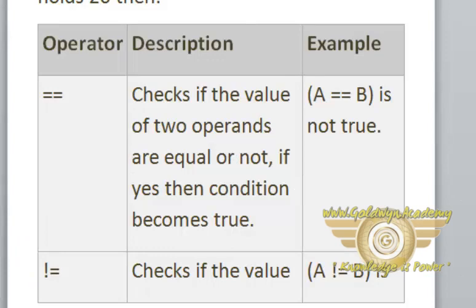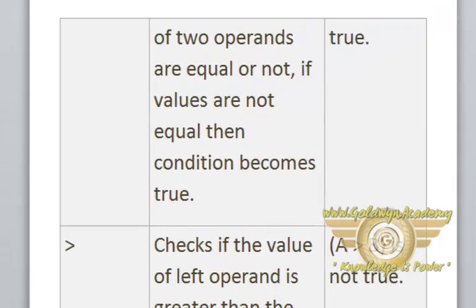Next, the comparison operators. These are the following comparison operators supported by JavaScript language. Double equal to (==). It checks if the values of two operands are equal or not. If yes, then the condition becomes true. Not equal to. It checks if the values of two operands are equal or not. If the values are not equal, then the condition becomes true.